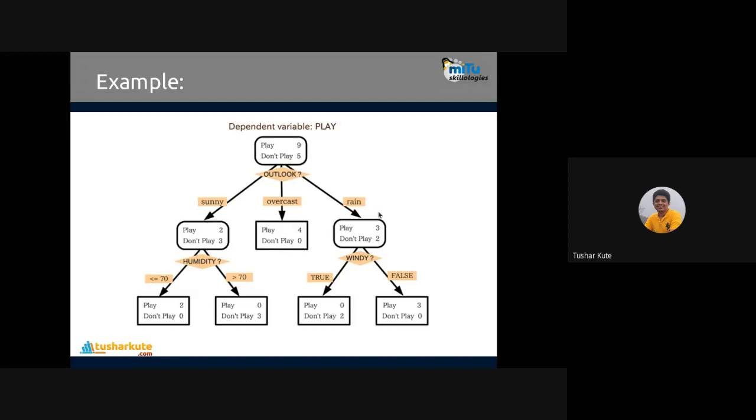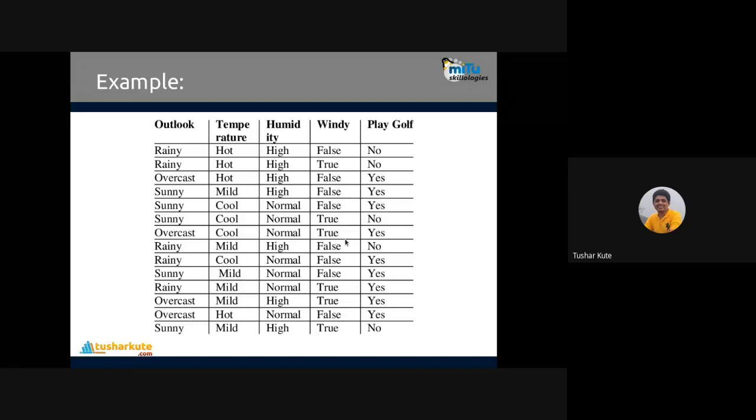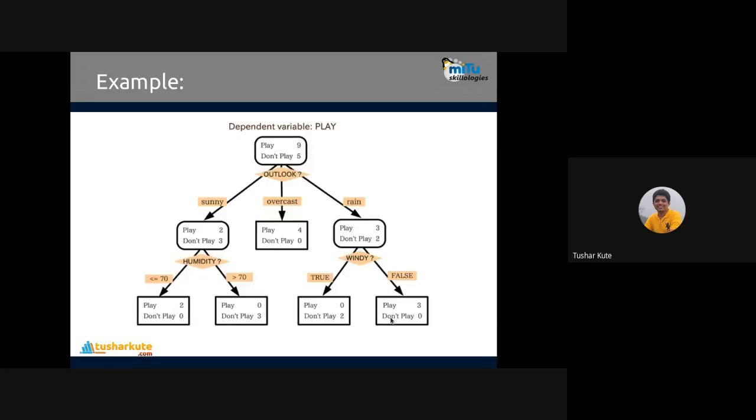And when outlook is rainy, play 3 times, don't play 2 times. So here we have 60-40 or 40-60 situations. See overcast: overcast, yes; overcast, yes; overcast, yes; overcast, yes. 4 times. That's what we got in the output play. For rainy and sunny, you can check, it's a 40-60 situation. So another feature is applied.